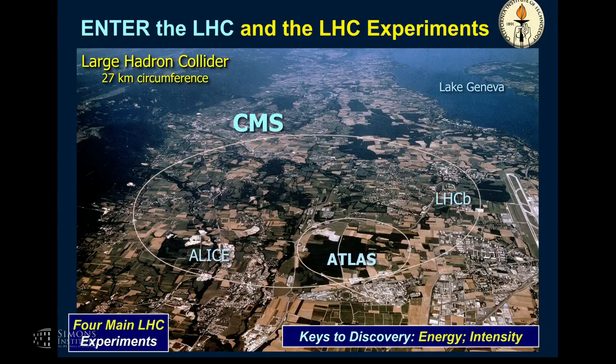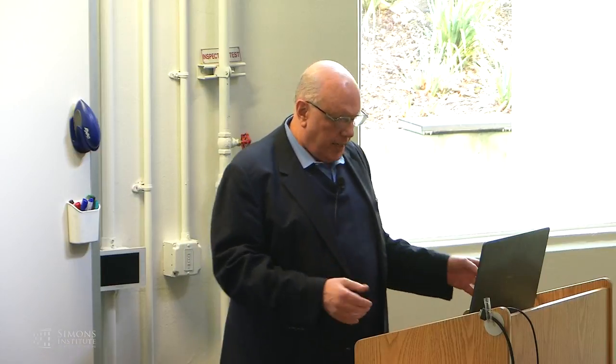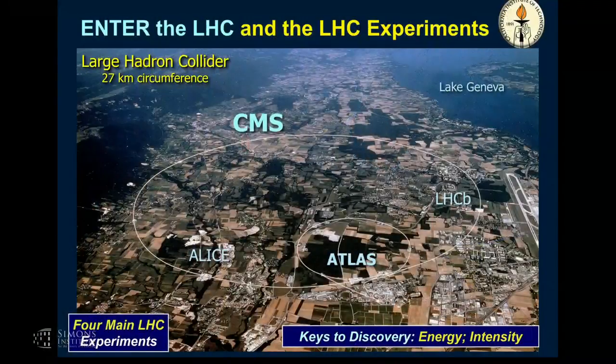The keys to discovery here are two things. One, the highest possible energy, so we have a good probability of being able to produce events containing Higgs bosons, and also intensity. There's a certain rate, and you want to get a big sample of events so that you can extract the signals and then study them and understand whether the standard model is telling you all about the means by which the particles are produced and how they decay into the final state particles that you measure.